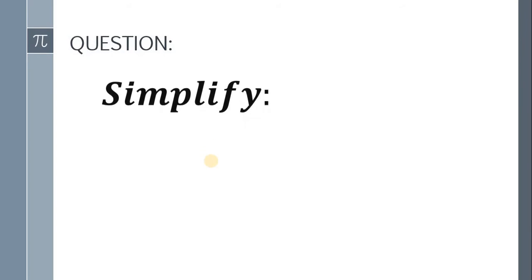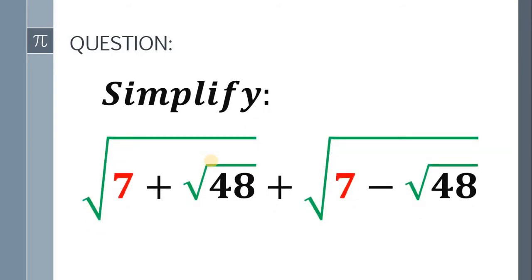Here's the question. Simplify square root of 7 plus square root of 48 plus square root of 7 minus square root of 48. Now, if you want to try this problem, just pause this video. And if you're ready, here's the solution.